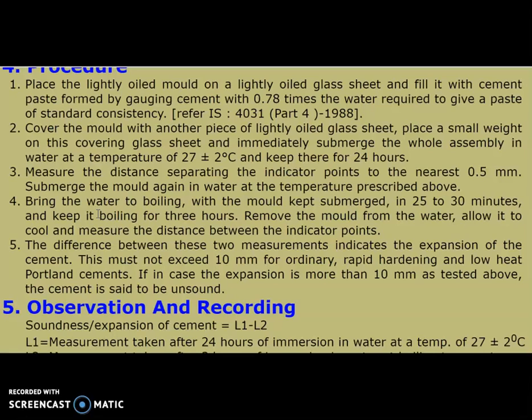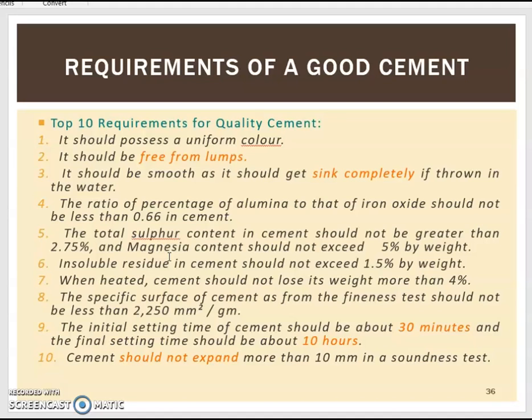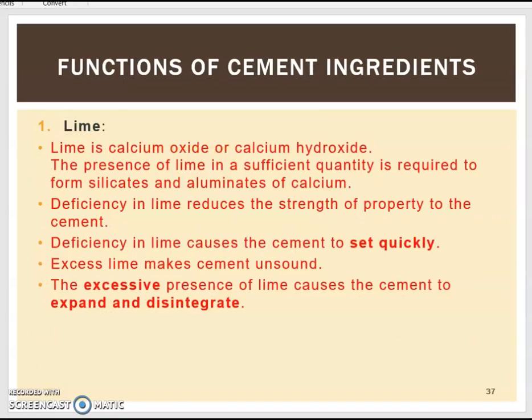Now the difference between the two measurements, the first that you took when the cement was in a wet state, just poured, and the later one after boiling, you note down the difference, and that should not exceed 10 mm for ordinary cement, rapid hardening cement and low heat Portland cement. If it is more than 10 mm, then it is said to be unsound. So you know the meaning of this word soundness. If you get an expansion of more than 10 mm, then the cement, if used in mortar or concrete, can have expansion or disintegration in future.